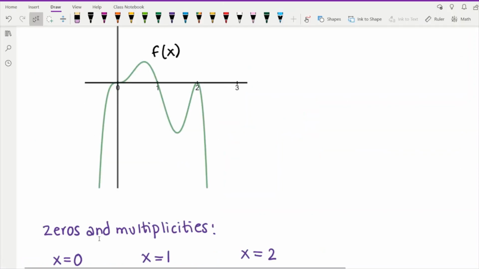All right, so that is it for this video. In our next video, we're going to be talking about complex zeros. This is something that we already saw in the context of quadratic functions, and we're just going to be building on that idea. So I'll see you all then.